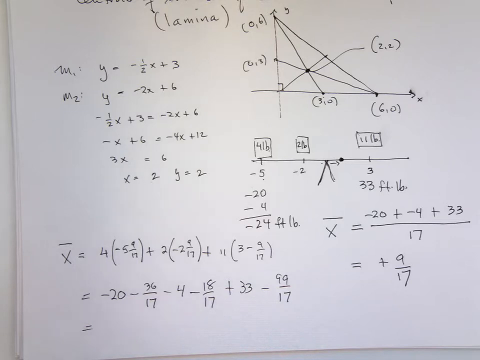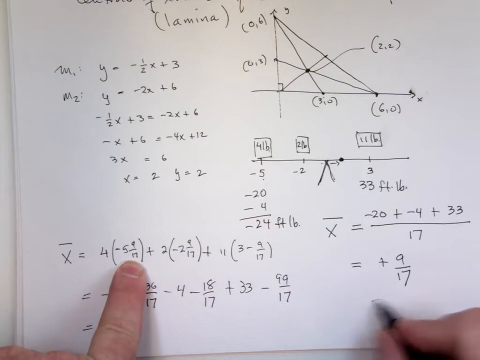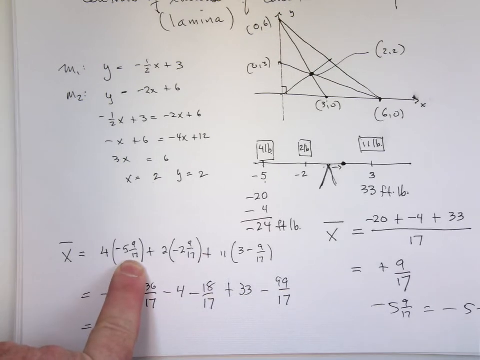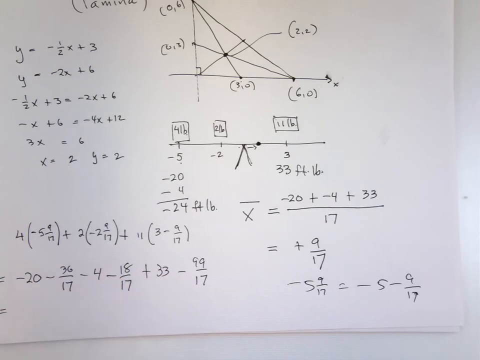Okay. We're going to add these up. If we don't get 0, then I'm going to pay attention to these questions, okay? So that's like on the first part, that's -5 plus 9/17. This number right here, yeah. -5 and 9/17 is really this. That's really what it is. That's what that number is. Okay. That's really what it is.